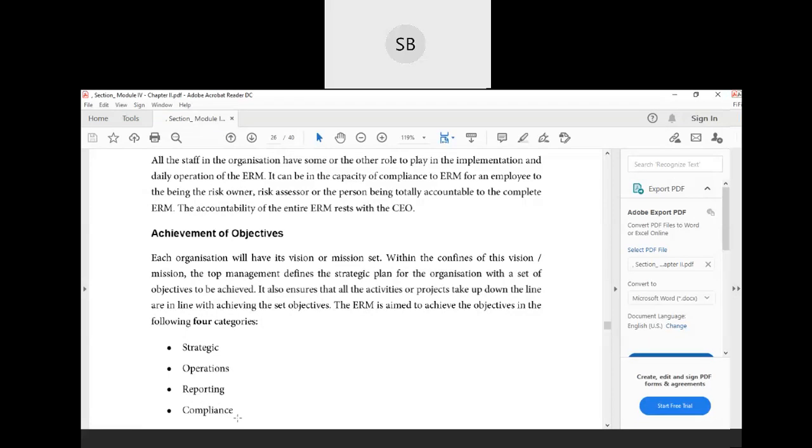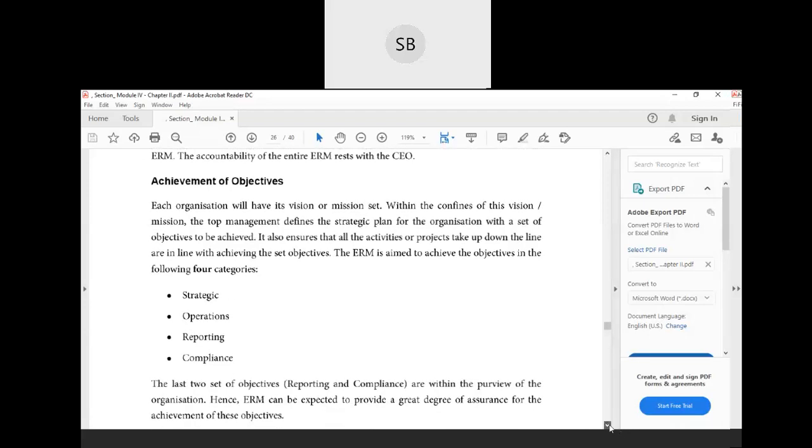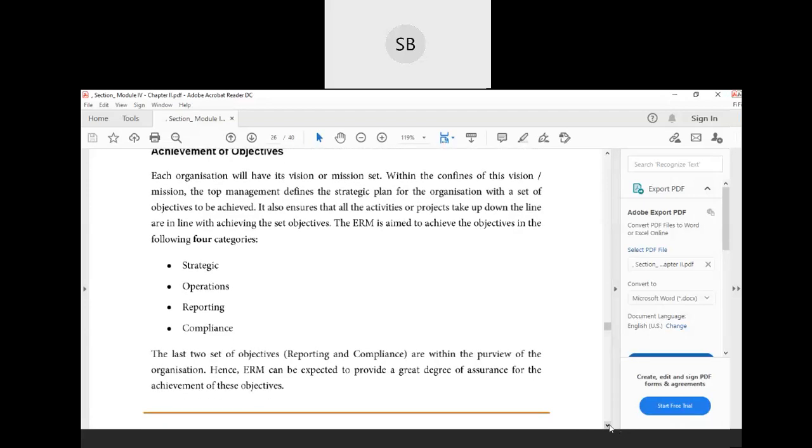Out of these, you can say reporting and compliance are the internal controls, and strategic and operation depend on the external part. Strategy and operations totally depend on real world situations. It varies depending on the market structure. Your strategy will vary, and similarly the operations, the actions you take, will depend on the strategies, right? But reporting and compliance will be internal, the same within the perspective of the organization itself.